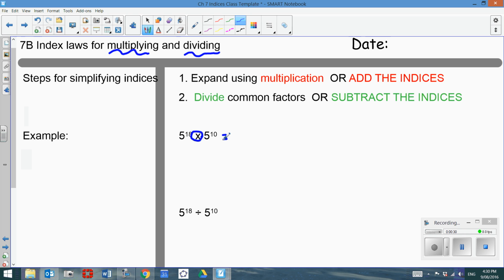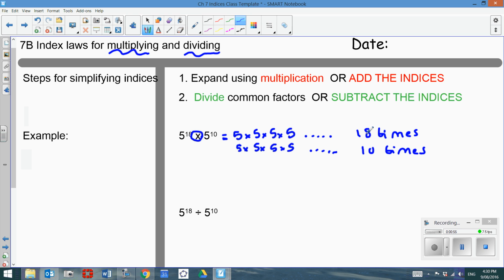So let's see what would happen. If I expanded 5 to the 18th power, I'd have to write 5 times 5 times 5 times 5, and I'd have to do this 18 times. And then I'd have to multiply it by another 5 10 times. So by the time I'm done, I'm going to have a ton of 5s: 18 5s times another 10 5s. So I'm really going to have 28 5s.